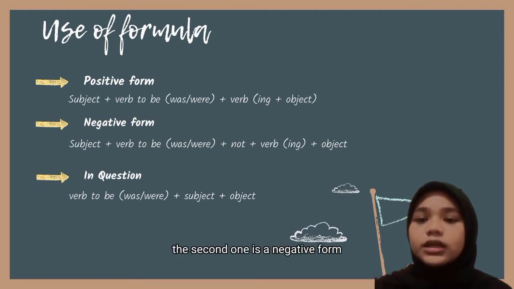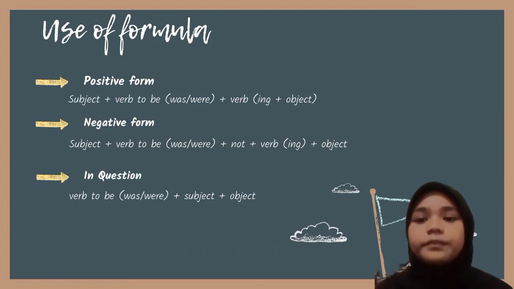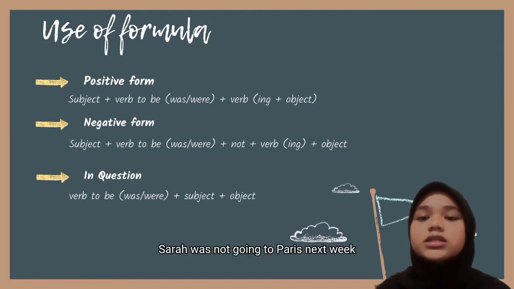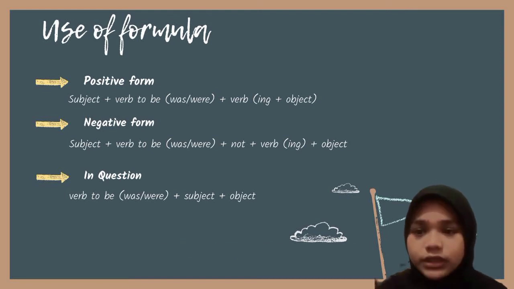The second one is a negative form. We use subject plus verb to be (was/were) plus not plus verb-ing plus object. For example, Sarah was not going to Paris next week.